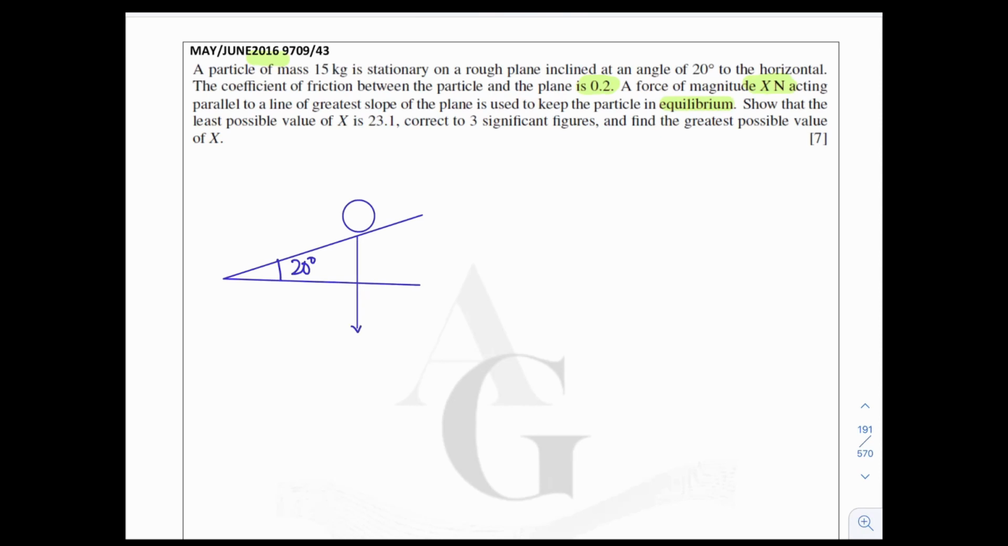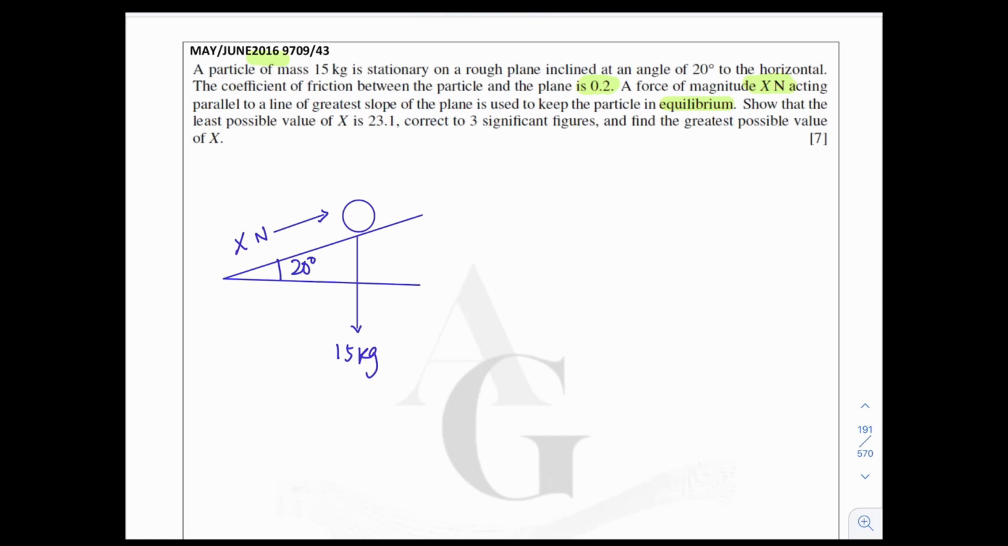So the downward force here should be 15 kg. And there is a force of X Newton acting on the particle. So let's say the X Newton is over here. It mentioned that the force of X Newton is parallel to the line of greatest slope of the plane. That means it's parallel to the plane.